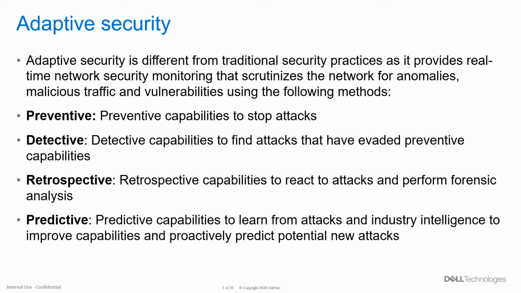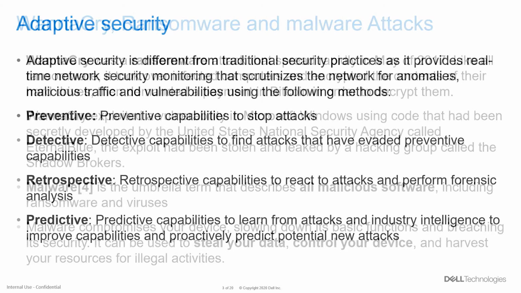Now let us understand what we mean by adaptive security. Adaptive security is a different approach than the traditional security. It provides real-time network security monitoring that scrutinizes the network for anomalies, malicious traffic, and vulnerabilities. It uses the following methods: preventive to prevent the attacks, detective to detect the capabilities by finding the attacks that have evaded the preventive capabilities, retrospective to react to attacks and perform forensic analysis, predictive to learn from previous attacks and build intelligence to improve the capabilities and proactively predict potential new attacks.